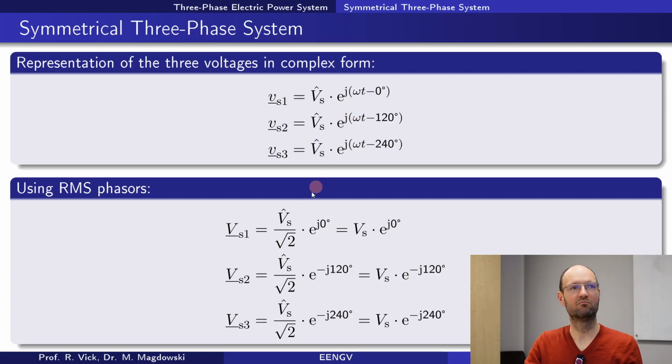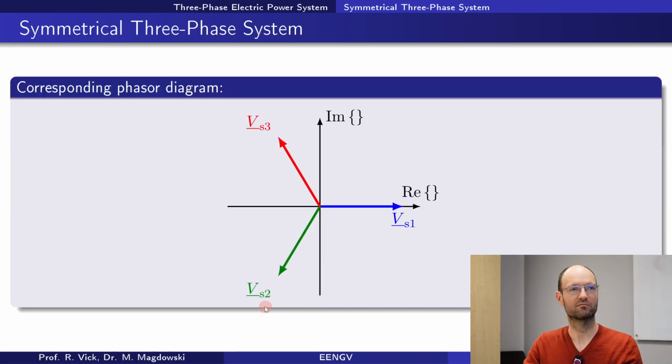Then we can convert them into RMS phasors. We just take this peak magnitude, divide by square root of 2, and then we get RMS values. And so this is very handy. We have the same RMS value everywhere, and 0 degree, minus 120 degree, minus 240 degree of phase shift. And these would be useful, meaningful RMS phasors to do calculations in this case.